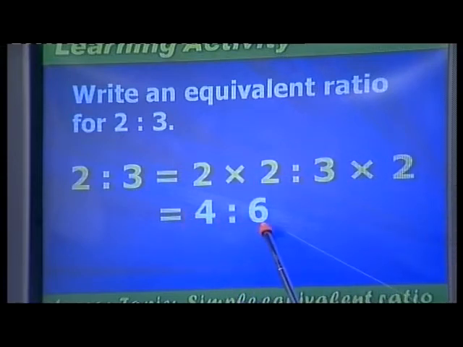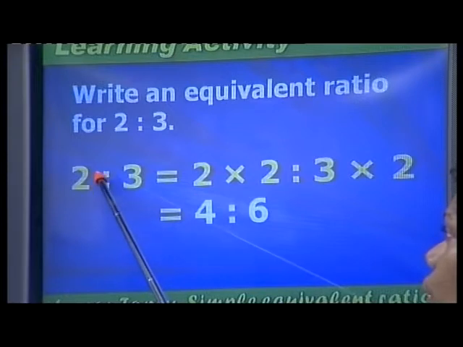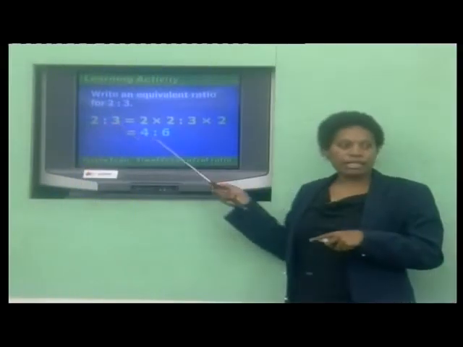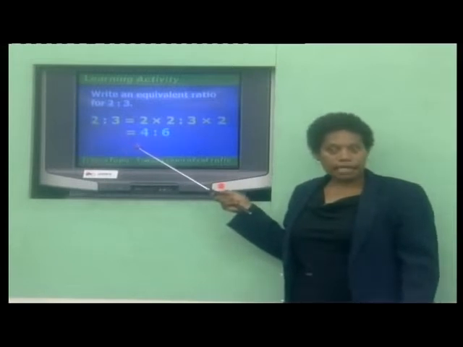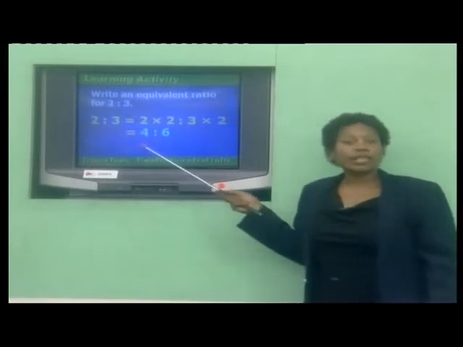So 4:6 is equal to 2:3, or it's equivalent to 2:3. Class, are you with me? Receiving students?